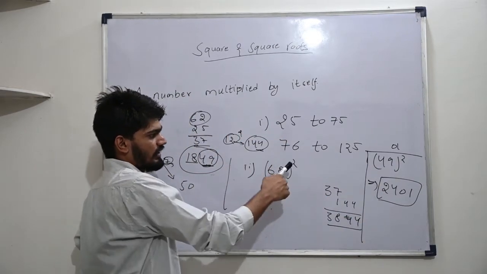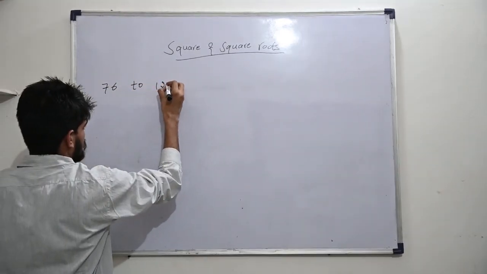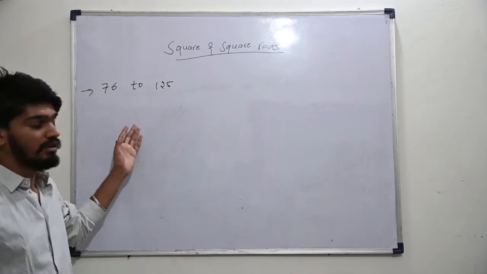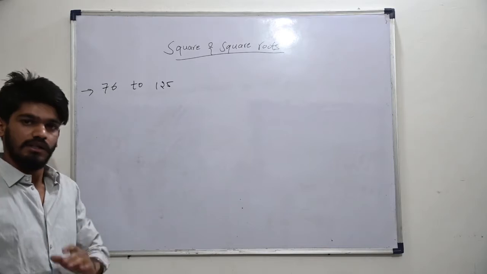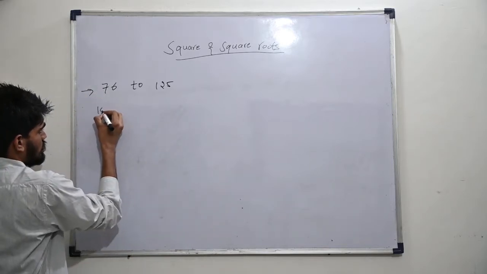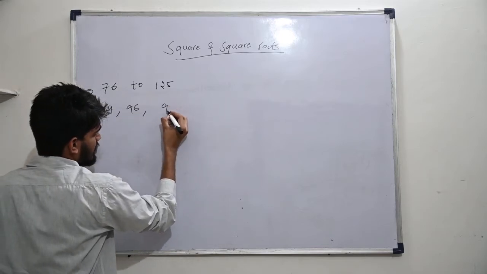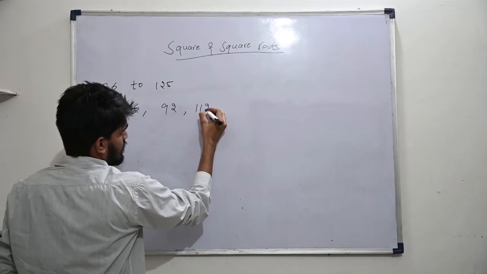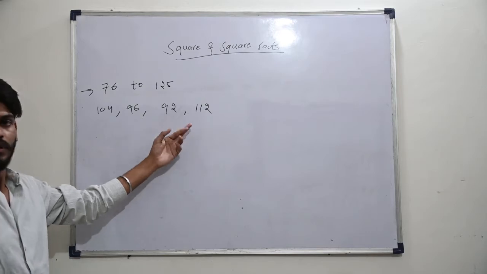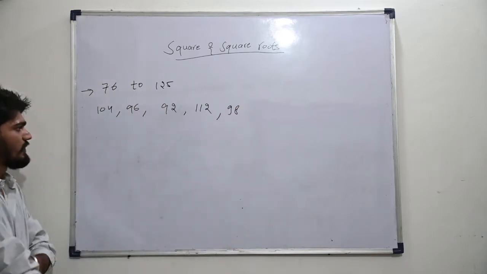Now we'll learn how to find the square of a number between 76 and 125. This is also simple, very easy. We can pick some examples: 104, 96, 92, 112. I hope we will be able to understand all the examples with this, and we can take one more, 98, as well.